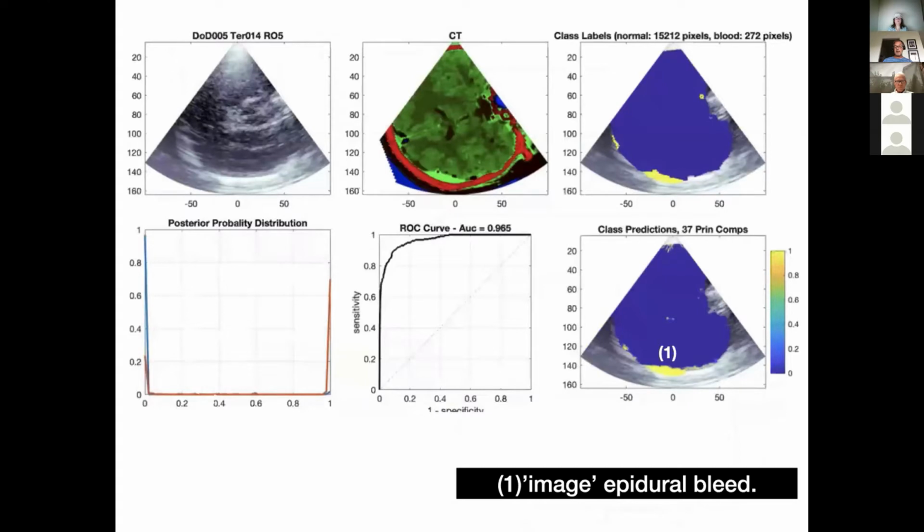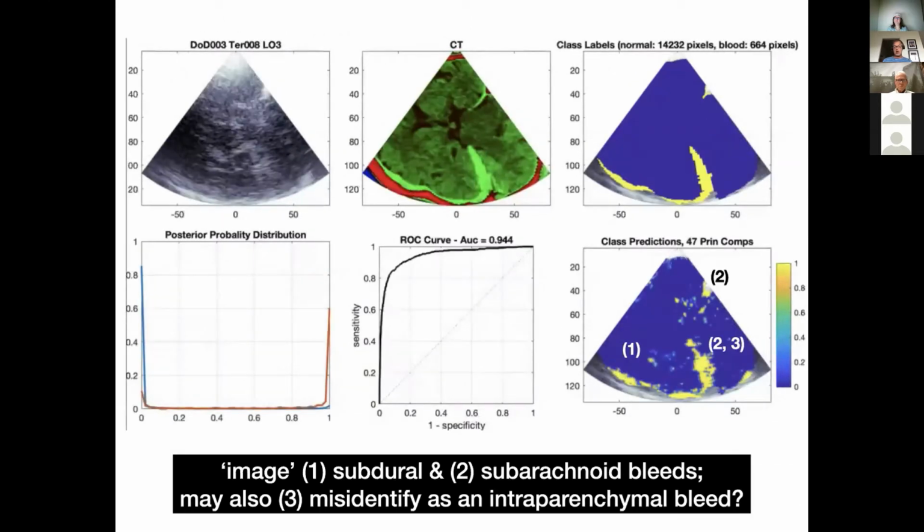So here's an example of an epidural bleed. There's the CT up in the middle there. There's the green that is the CT-derived blood, and here is our retrospective analysis that identifies that same bleed with a very good area under the curve. We could call this an image of an epidural bleed. Here's one which I call a subdural and subarachnoid bleed. I think that's subdural.